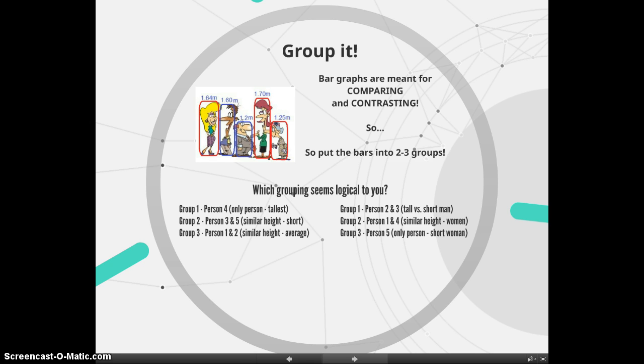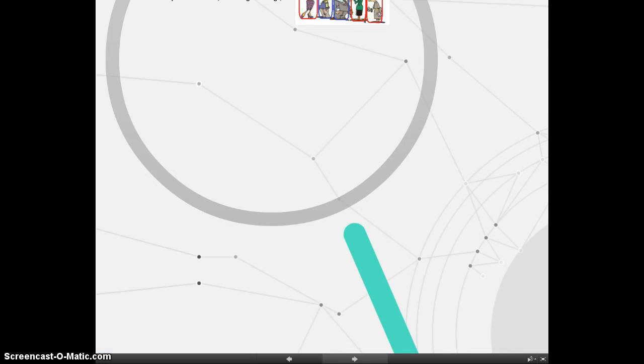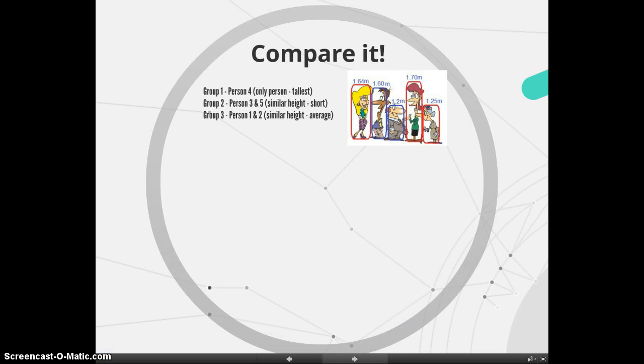Okay, I'm assuming you've had time to think and you've pressed play. In my opinion, I think the first grouping is the most logical. Why? Simply because the focus on the graph is height. We're not looking at men or women yet. So let's stay with this for now. Once we've grouped it, we should be able to compare, and this helps us build the connection between the different information that we see on the graph.